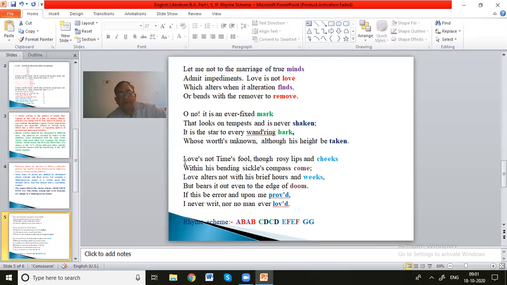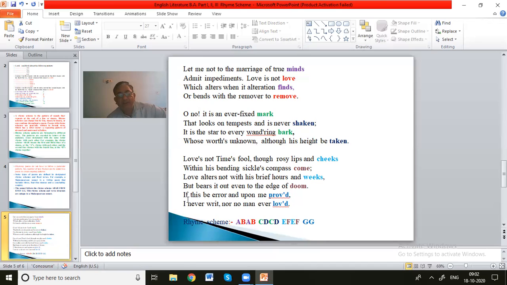The third quatrain. Love's not time's fool, though rosy lips and cheeks. It is a different sound, so we have marked it with E. Within his bending sickle's compass come. Another sound, so we have F. Love alters not with his brief hours and weeks. Now weeks and cheeks match, so it is E. But bears it out even to the edge of doom. Doom and come match, so it is F.